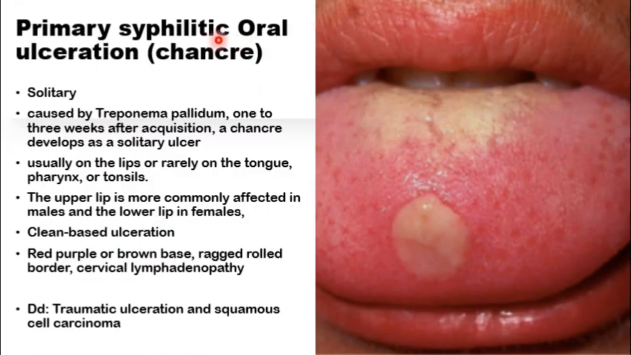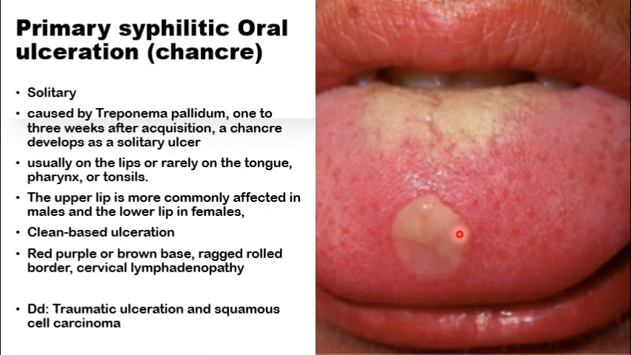Syphilis can cause an oral ulceration, the chancre. It's a solitary chronic ulcer caused by the Treponema pallidum about 1 to 3 weeks after the acquisition. It's usually on the lips, particularly the upper lip in males and the lower lip in females, but it can also affect the tongue or the pharynx or even the tonsils.